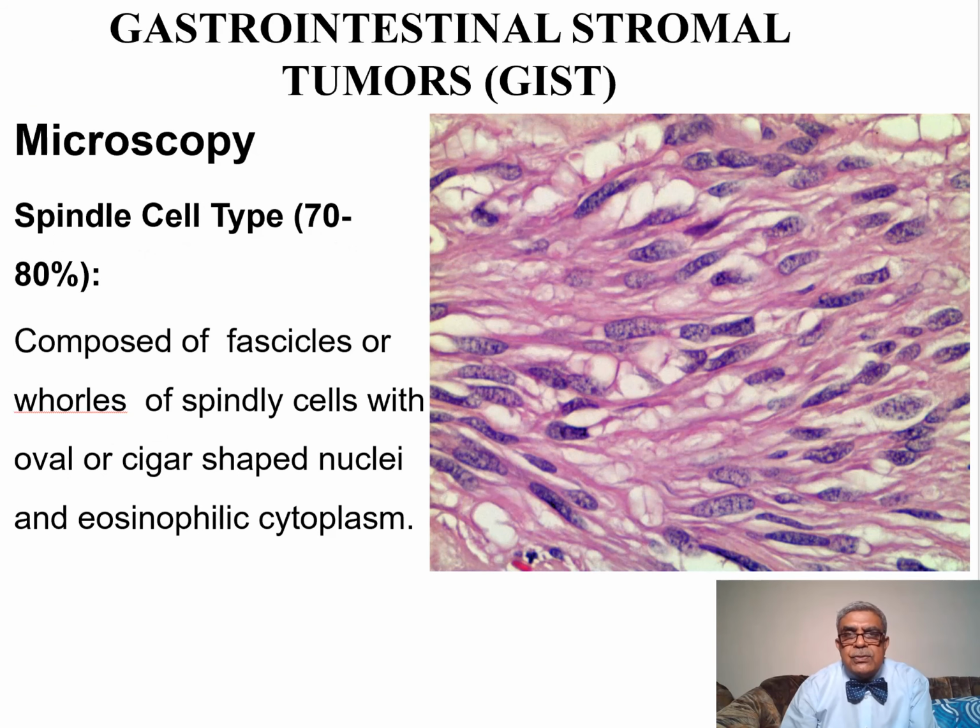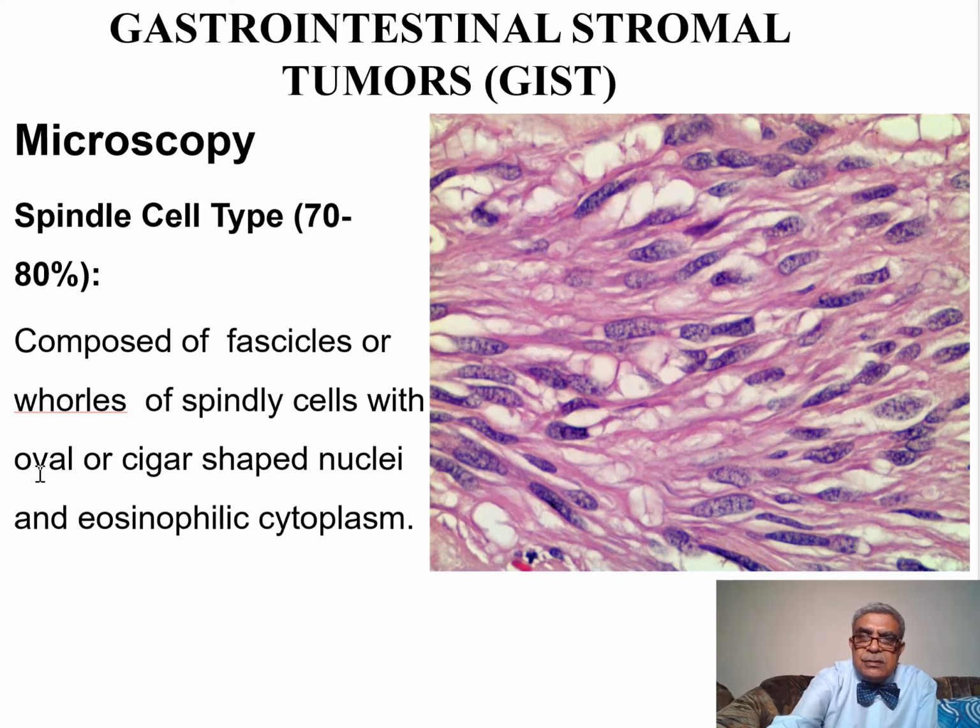As I told you, there are two important markers. The diagnostic marker is CD117, but there is another marker, DOG1. They are used in immunohistochemistry. Regarding the microscopic features, there are three types: spindle cell type, epithelioid type, or mixed type. In 70 to 80% of cases, gastrointestinal stromal tumors are spindle cell type.